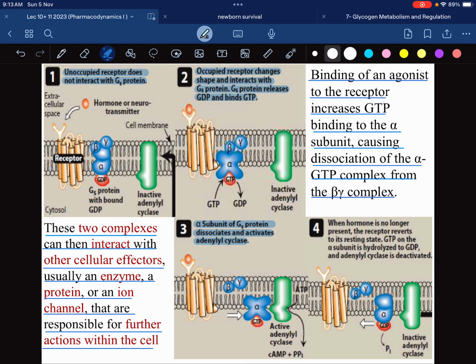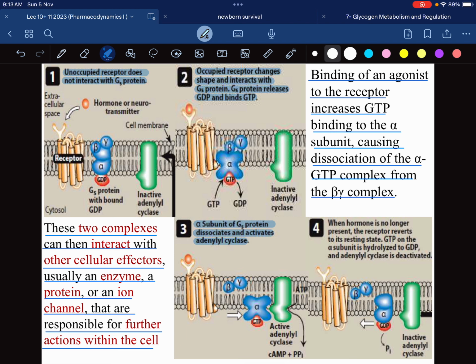Here, the adenylyl cyclase, in the beginning, was inactive. After binding of the alpha subunit, it will be converted to active adenylyl cyclase, and it will produce cyclic AMP, one of the second messengers used by these receptors to produce the biological activity. After that, the alpha subunit of the GS protein dissociates and activates the adenylyl cyclase.